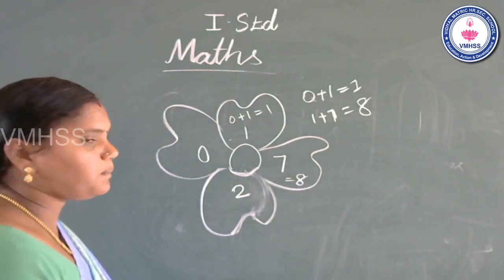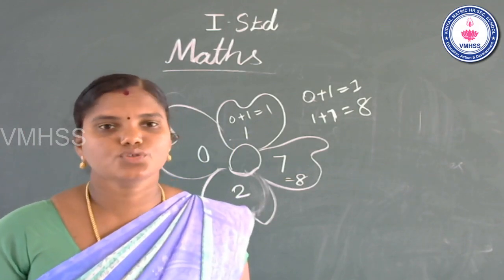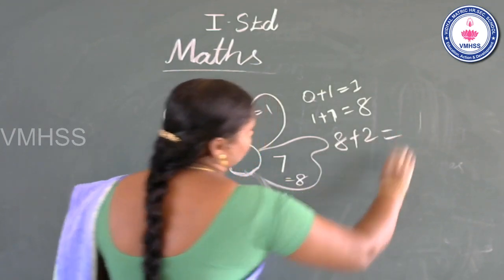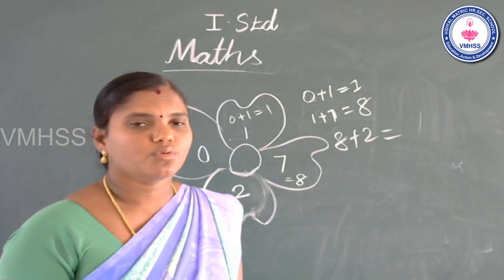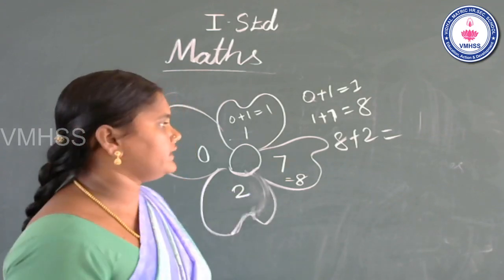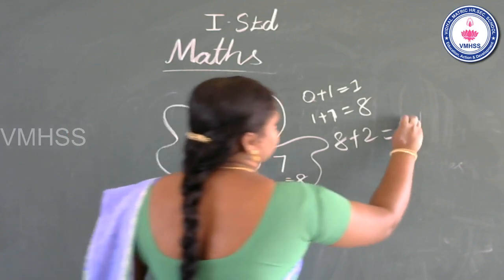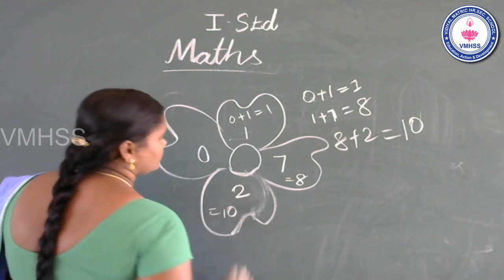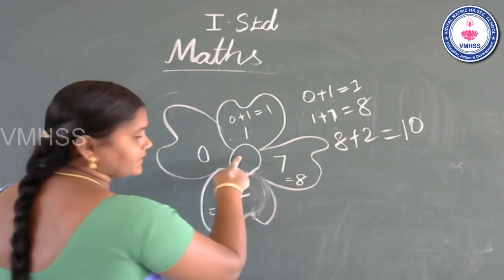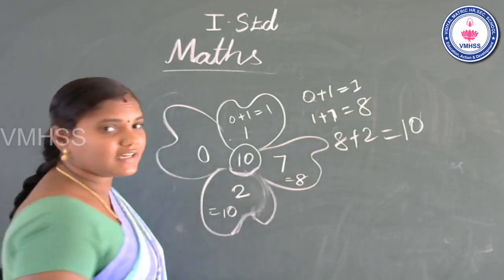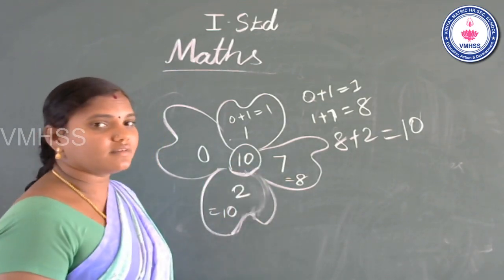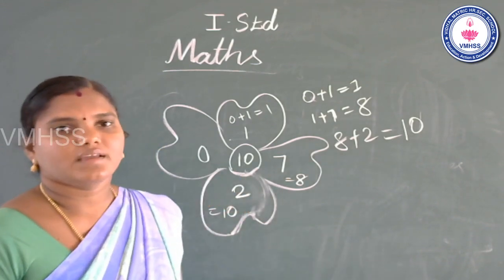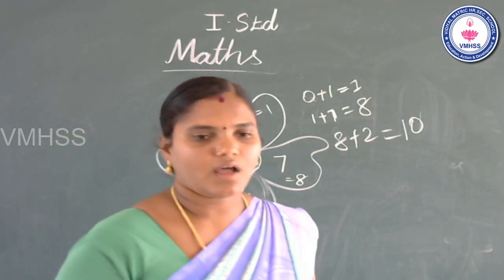Okay, 8 plus 2. 8 plus 2 is equal to, what is the answer? Yes, 10. Very good. 8 plus 2 gives us 10. So write the answer in the center place. It's clear, students? Okay, now look at the next slide.